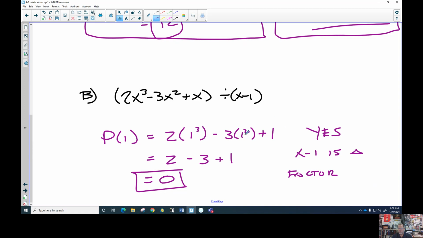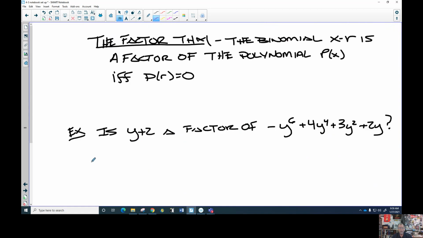All right, again, you need to see the substitution and then your decision whether it's a factor. So now what? Well, this was titled the remainder and factor theorem, so we handled the remainder theorem and how we're going to use it. Now the factor theorem. The factor theorem says that the binomial x minus r is a factor of the polynomial if and only if, that's what IFF means, if you haven't seen that before, if and only if p of r equals 0.